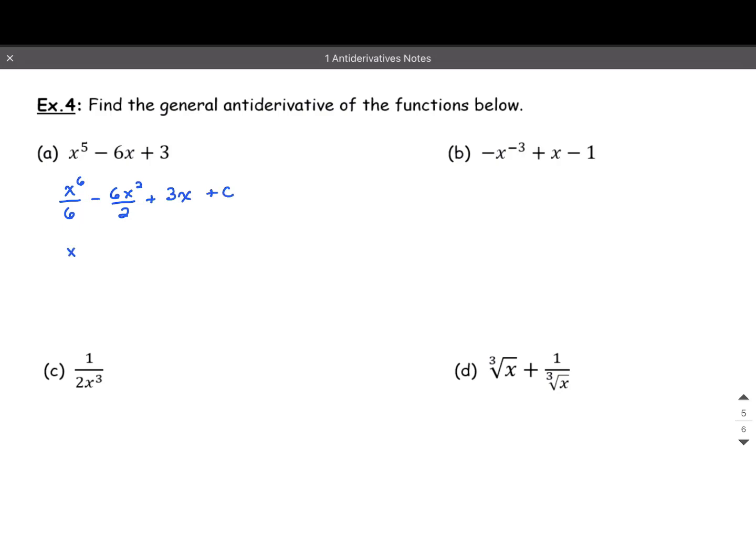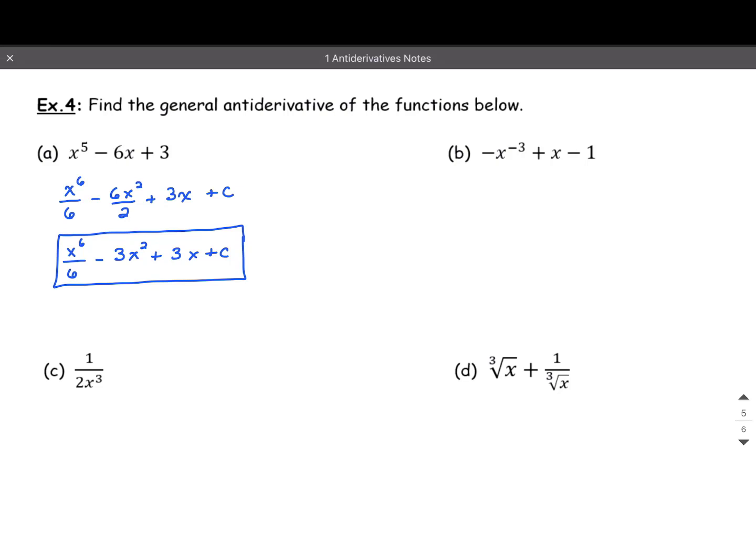And we can do a little bit of simplifying here. X to the 6th over 6 minus 6 over 2 is 3x squared plus 3x plus c. And yes, ladies and gentlemen, I do want them simplified. I do not want you leaving minus 6 over 2x squared. Okay, let's look at b.